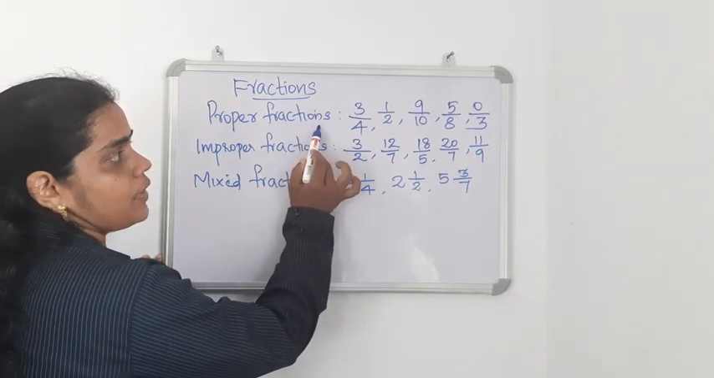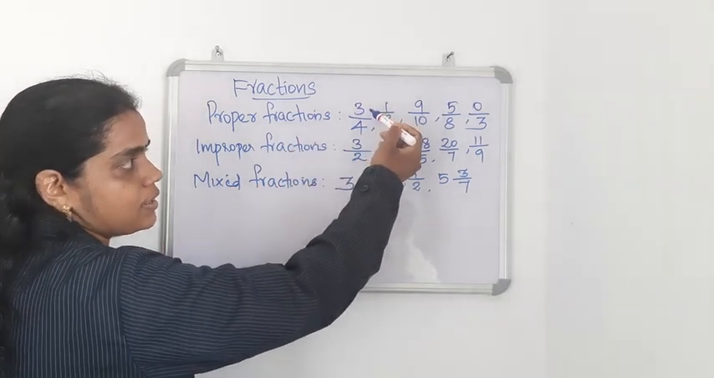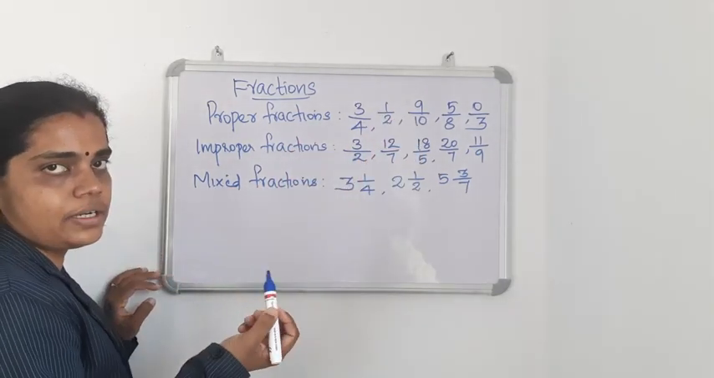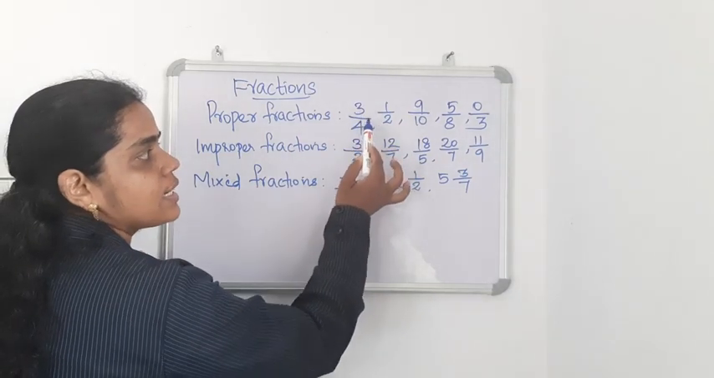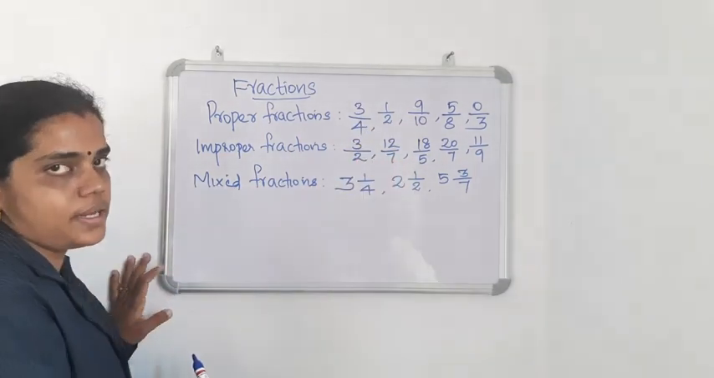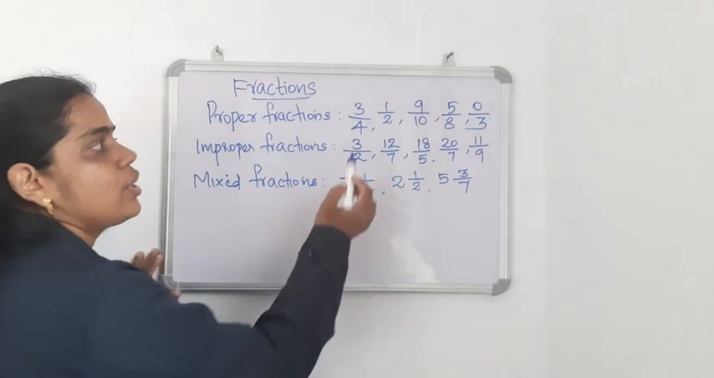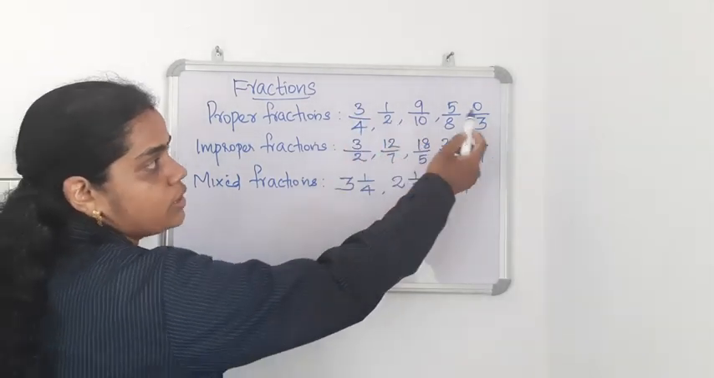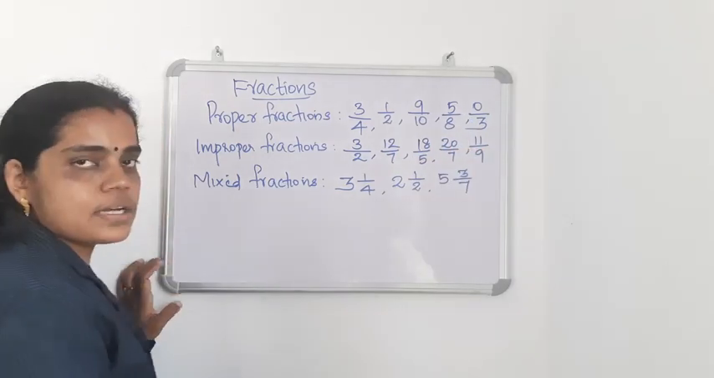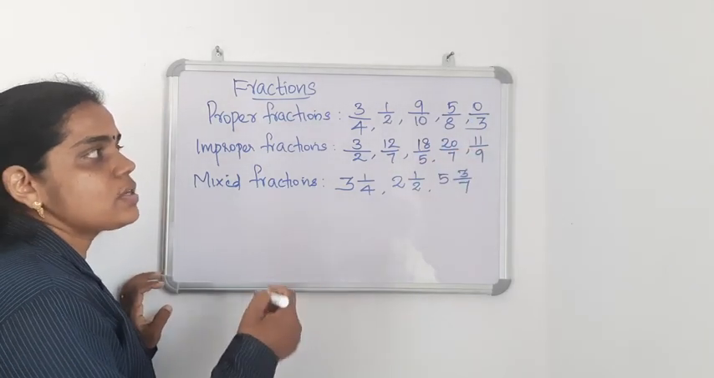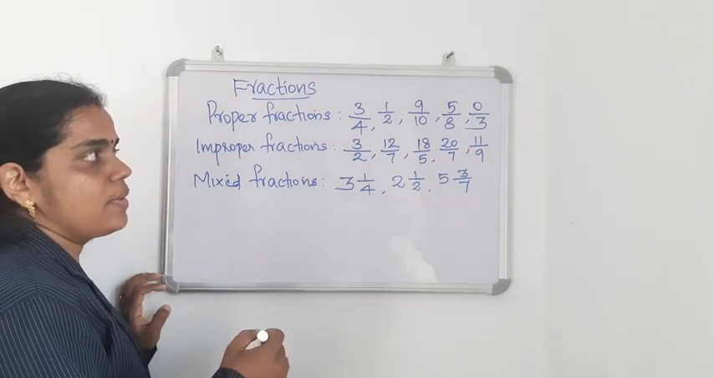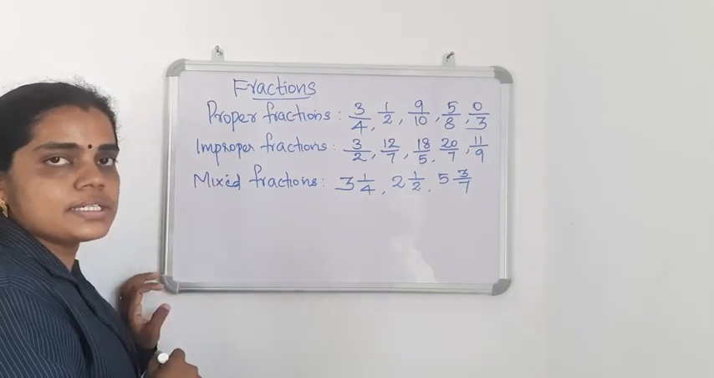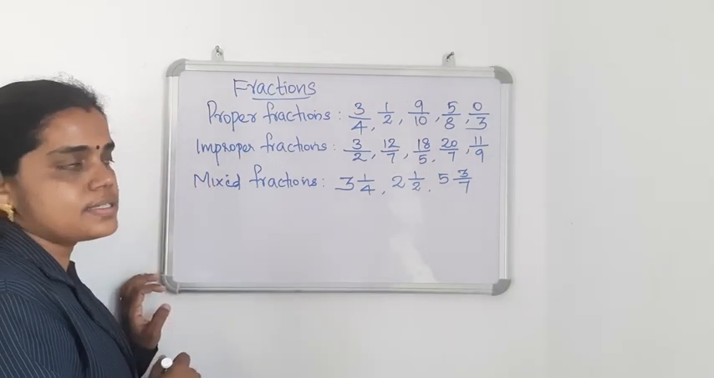In the proper fraction, numerator and denominator we already learned. So the numerator is less than the denominator, isn't it? Numerator is less than the denominator in all the cases. You can check all the examples. So the numerator is always less than the denominator. Such types of fractions are known as proper fractions.